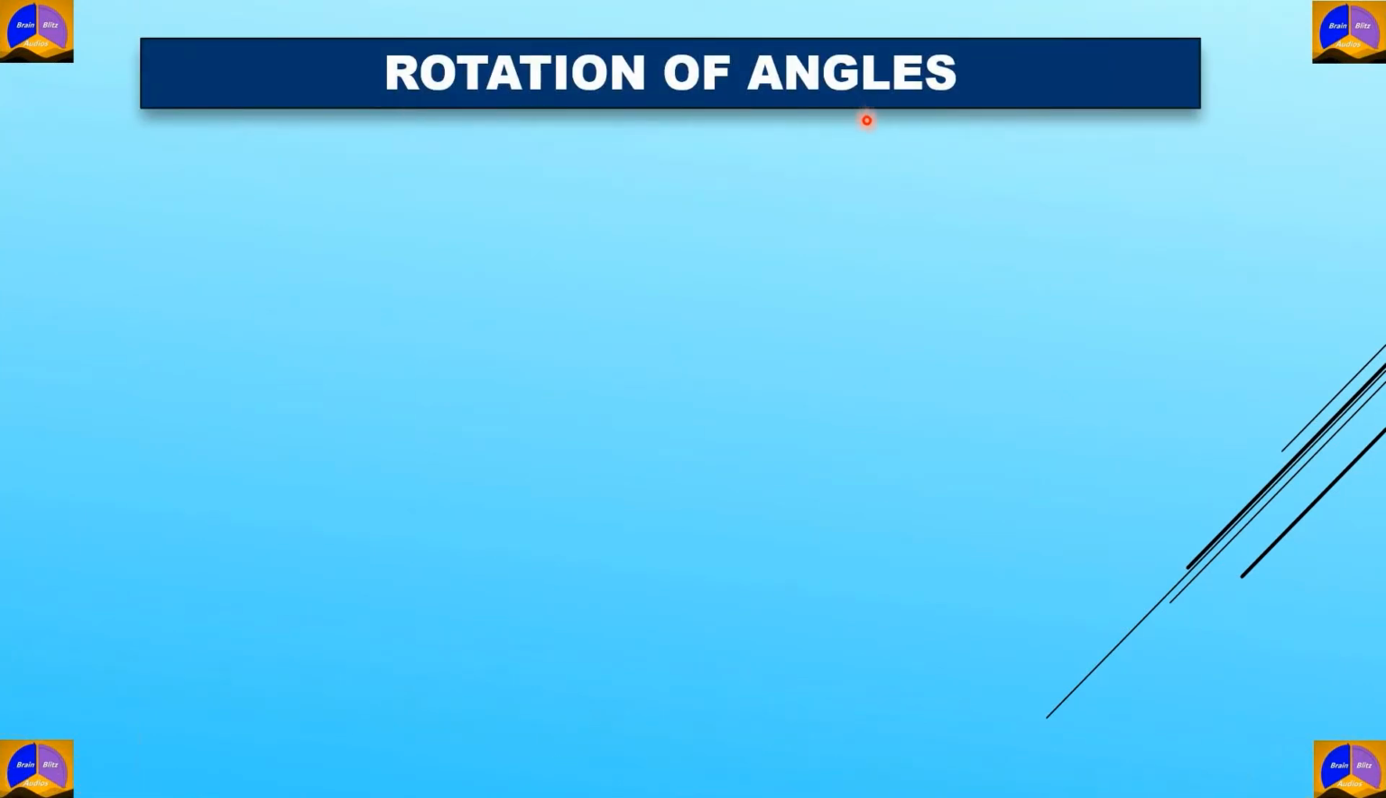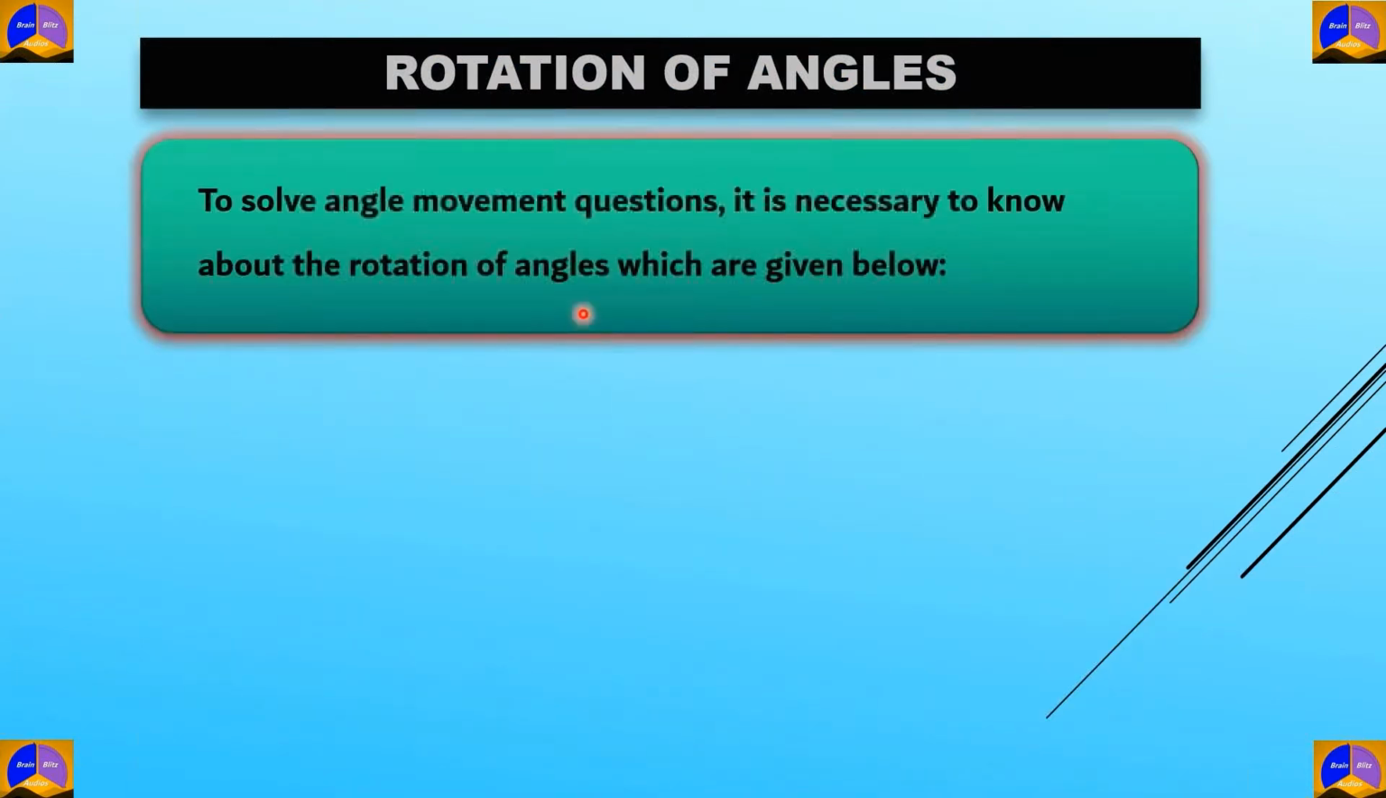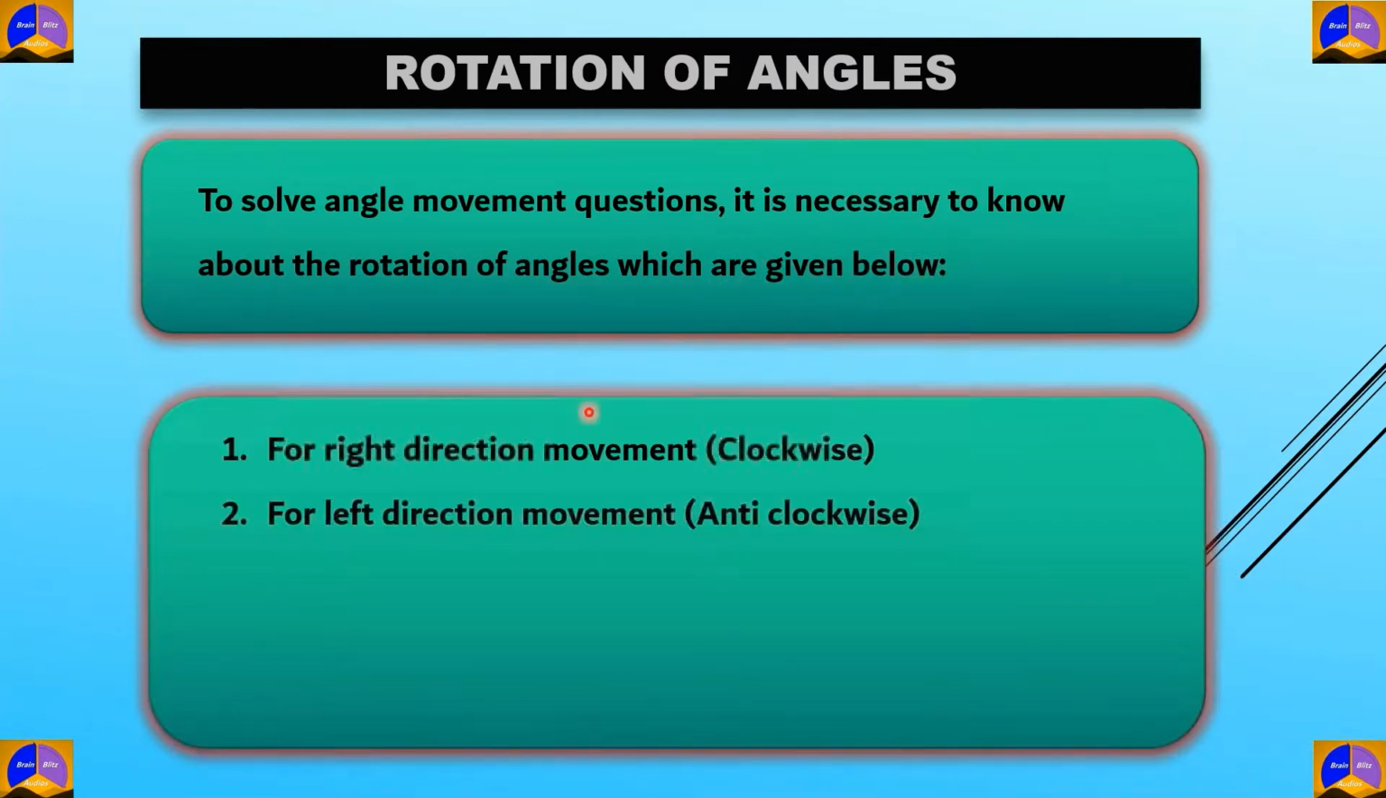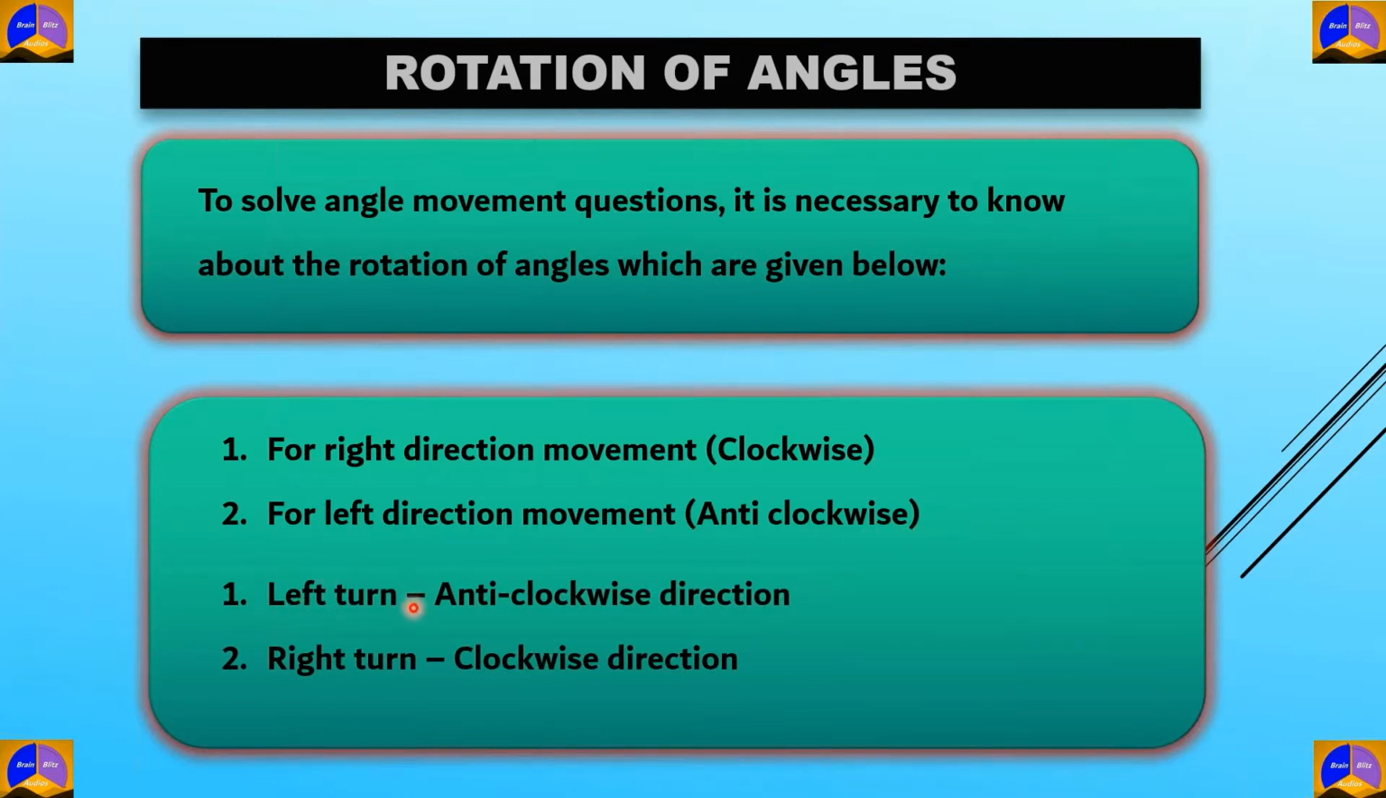Rotation of angles. To solve angle movement questions, it is necessary to know about the rotation of angles, which are given below. The first one is for right direction movement, which is also known as clockwise. And the second is for left direction movement, which is anticlockwise. So a left turn means an anticlockwise turn, and a right turn means a clockwise turn.